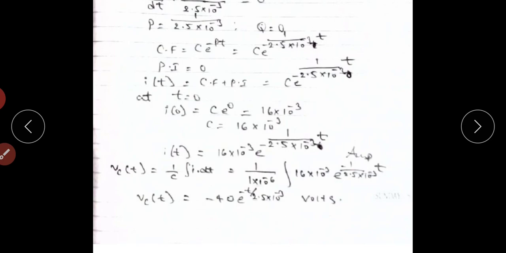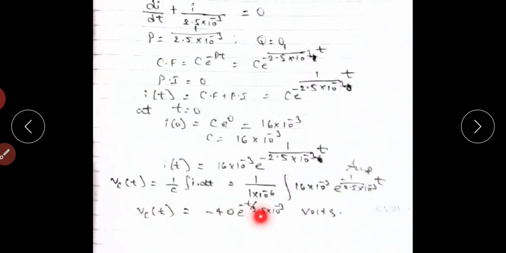Next, to find Vc of t, the voltage across the capacitor. The formula is Vc of t equals 1 by C integral I of t into dt. The C value is 1 microfarad, so 1 by 1 into 10 to the power of minus 6 integral of I of t, which is this expression: 16 into 10 to the power of minus 3 e power minus 1 by 2.5 into 10 to the power of minus 3 into t. Finally, Vc of t equals minus 40 e power minus t by 2.5 into 10 to the power of minus 3 volts. By integrating this expression, we finally get the voltage across the capacitor expression.